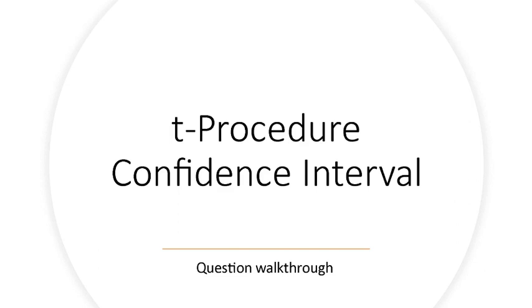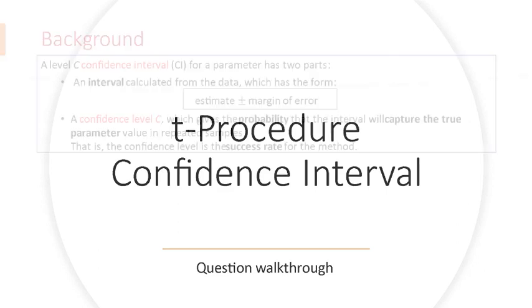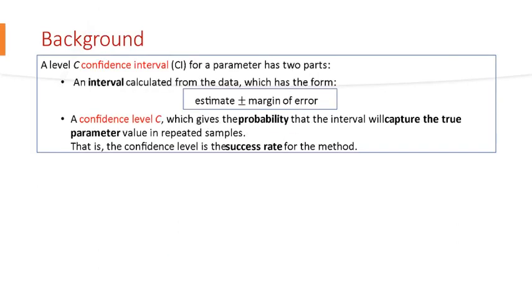Hi, in this video, we will go through how to approach confidence intervals under the T procedure. A level C confidence interval, CI, for a parameter has two parts. 1. An interval calculated from the data, which has the form estimate plus or minus margin of error. 2. A confidence level of C, which gives the probability that the interval will capture the true parameter value in repeated samples. That is, the confidence level is the success rate for the method.